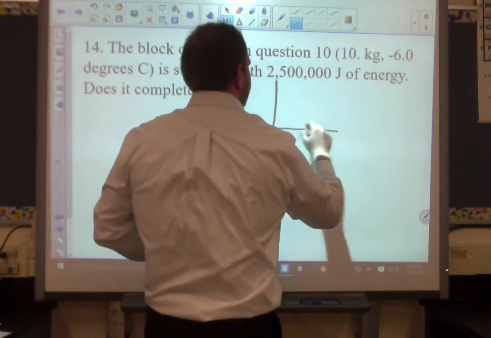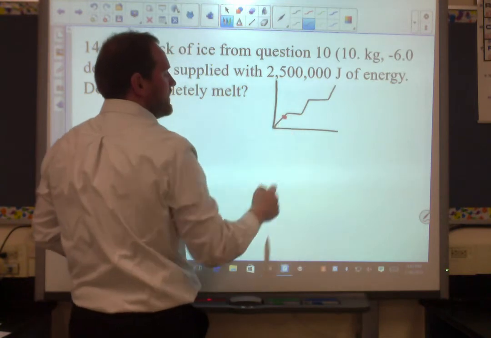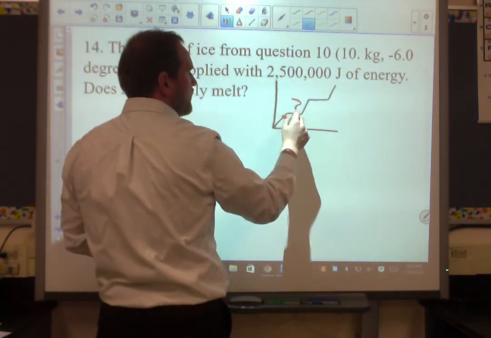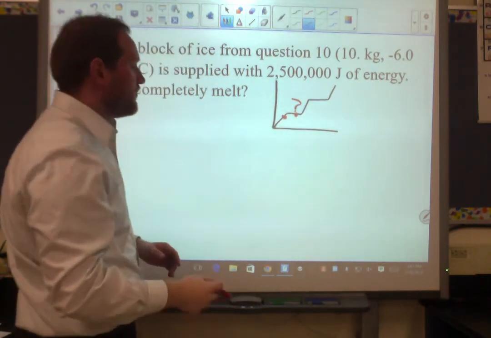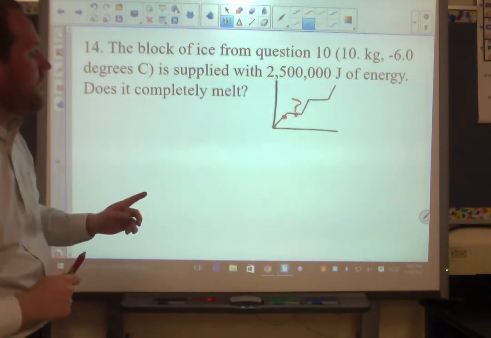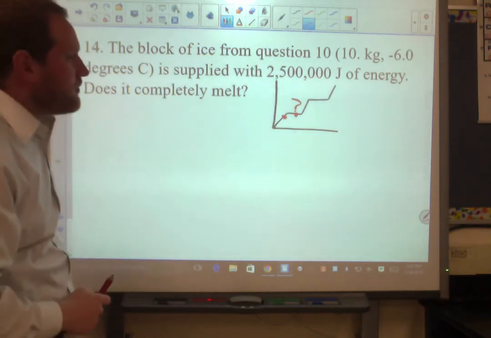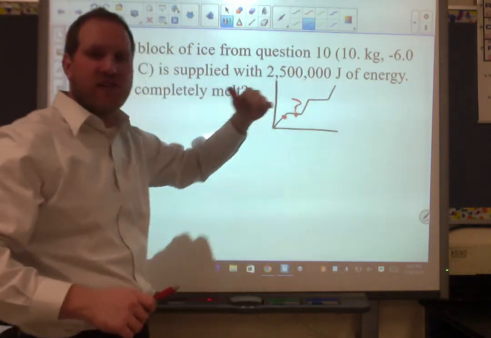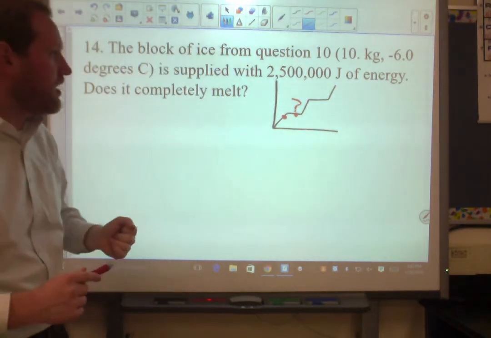Okay. Up, flat, up, flat, up. We're starting with -6 degree ice. The question is, does it completely melt? Meaning, is it going to end up in here or is it going to end up here? So, we don't know. Let's work it out. So the first thing we have to figure out is, of this 2.5 million joules, how many of those joules are going to have to be used up just to take this very heavy block of ice from -6 all the way up to 0? Because remember, it has to go from -6 to 0 before it can start to melt.